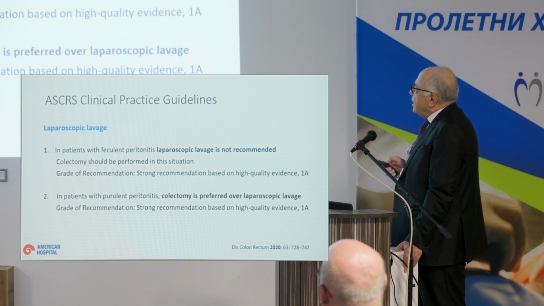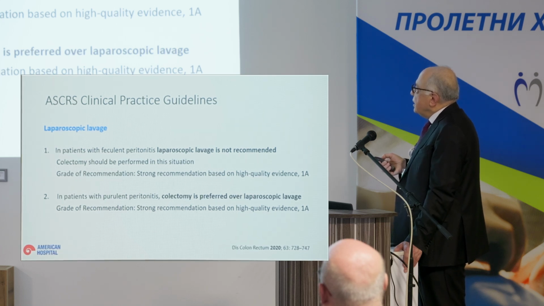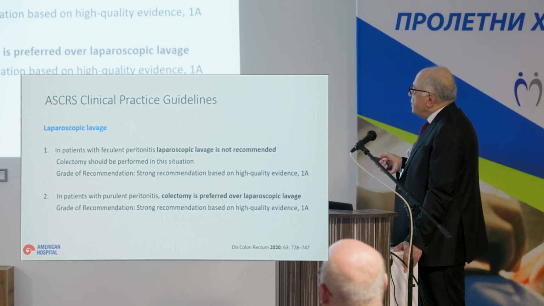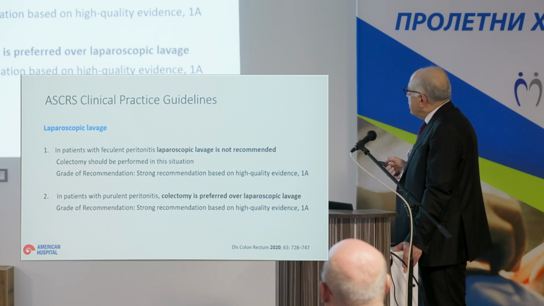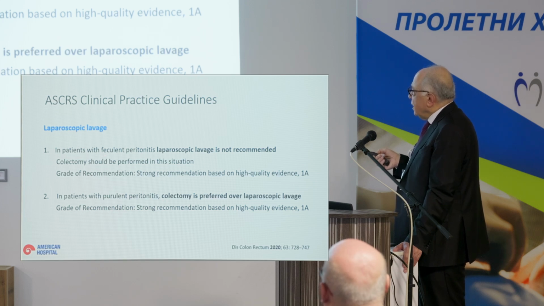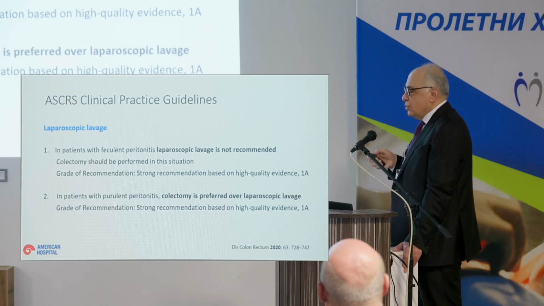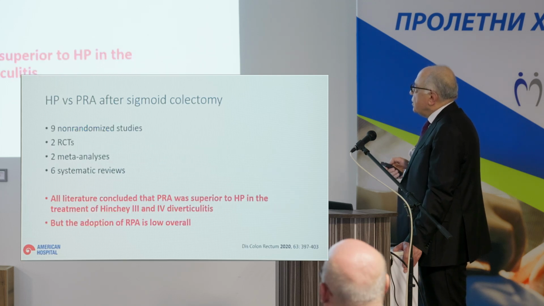When we look at some practice guidelines, for example, from the American Society of Colon and Rectal Surgeons, what they say about laparoscopic lavage: in patients with feculent peritonitis, lavage is not recommended. Colectomy should be performed in this situation, and the recommendation is 1A, which is for high quality evidence. In patients with purulent peritonitis, not feculent but purulent, colectomy is preferred over laparoscopic lavage, again with high quality evidence 1A. That means that in the United States, surgeons are pushed to do resection instead of laparoscopic lavage.